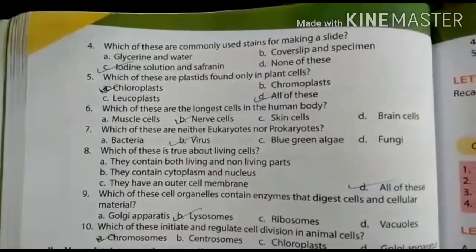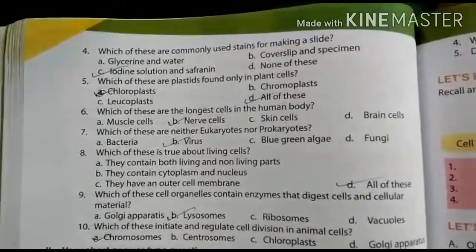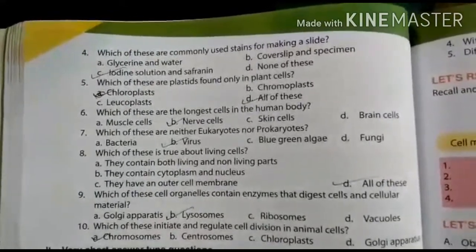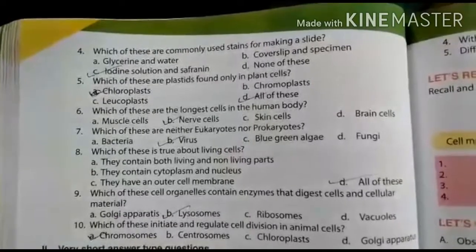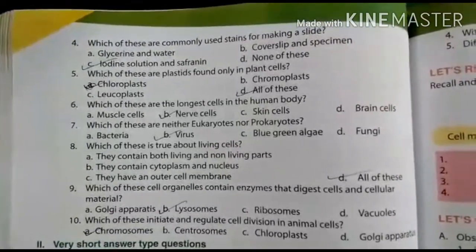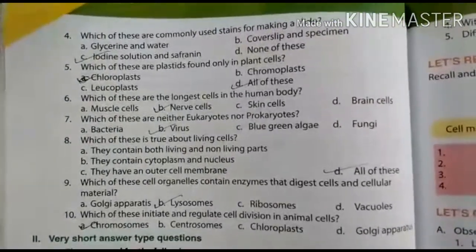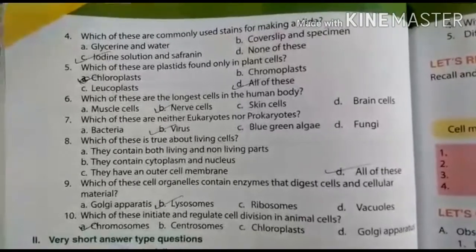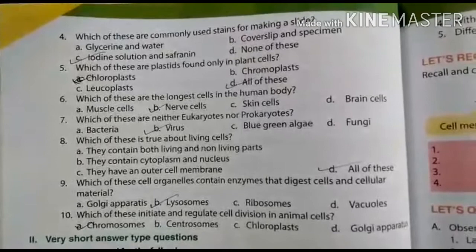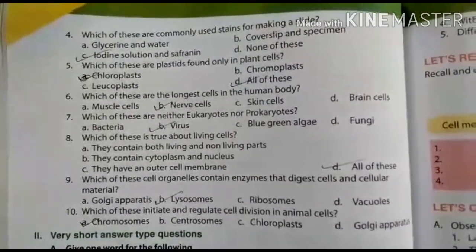Which of these are commonly used stains for making a slide? Iodine solution and safranin. Which of these are plastids found only in plant cell? All of these: chloroplast, chromoplast, and leucoplast. Which of these are the longest cell in human body? Nerve cells. Which of these are neither eukaryotes nor prokaryotes? Viruses. Which of these is true about living cells? They contain both living and non-living parts. They contain cytoplasm and nucleus. They have an outer cell membrane. So all of these are correct, that's why all of these is the correct option.